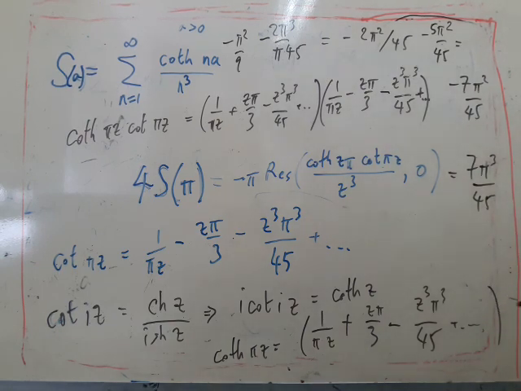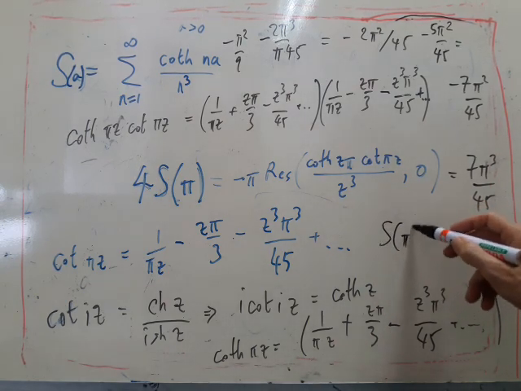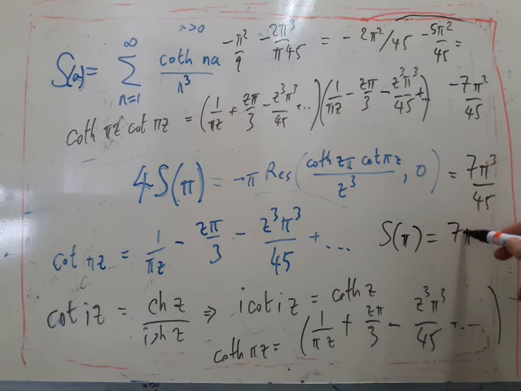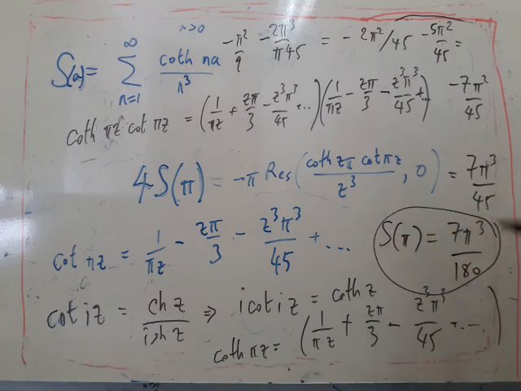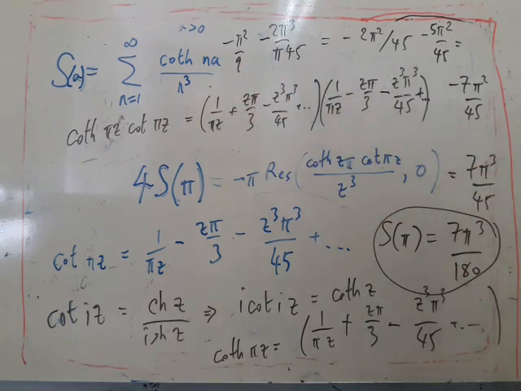And the answer we want in the end is s of pi, which is 7 pi cubed over 4 times 45, which is 2 times 90, which is 180. That's our final answer. So this is the only sum of this form that we can evaluate, just when a is equal to pi.